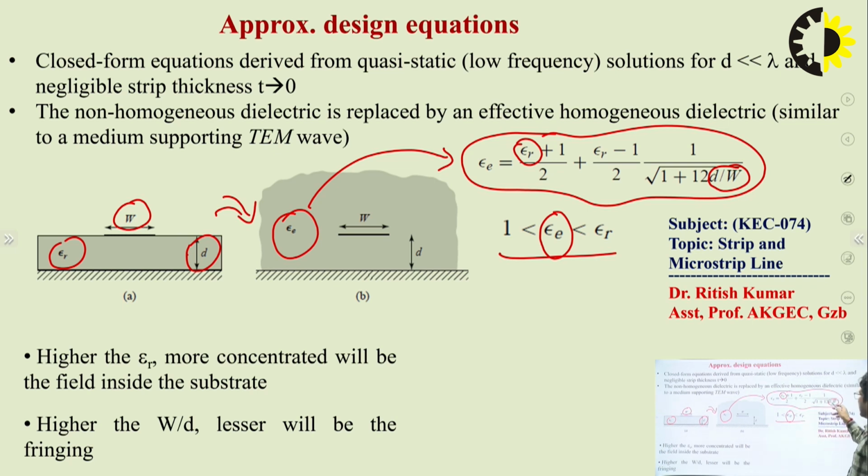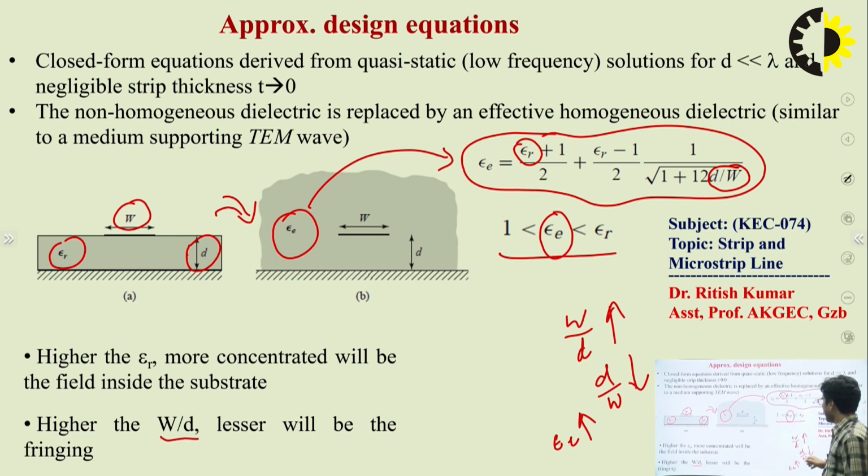So if I find the relationship between epsilon E and the W by D ratio, if we increase W by D, then what will happen? D by W will decrease, then this quantity will increase and epsilon E will always increase. So the higher the W by D, the lesser will be the value of fringing.